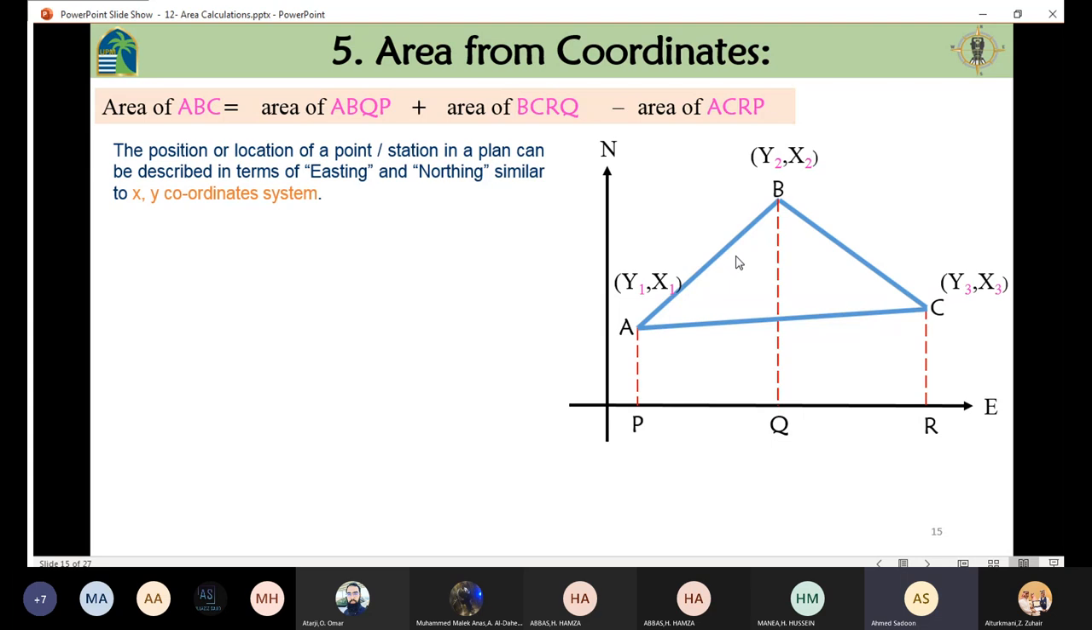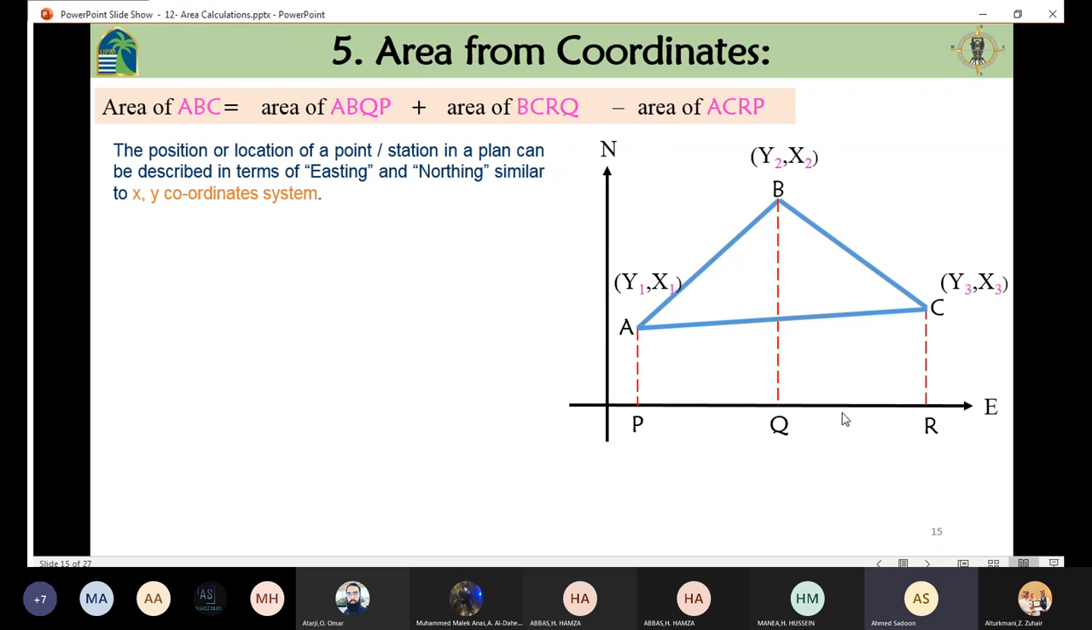We need to determine this area, the area of the triangle. So in order to do that, I'm going to divide this shape into a number of trapezoids. We are going to have A, B, Q, P. This one is the first trapezoid. And also, we are going to have P, B, C, R, Q. This is the second trapezoid. And finally, we are going to have A, C, R, P.